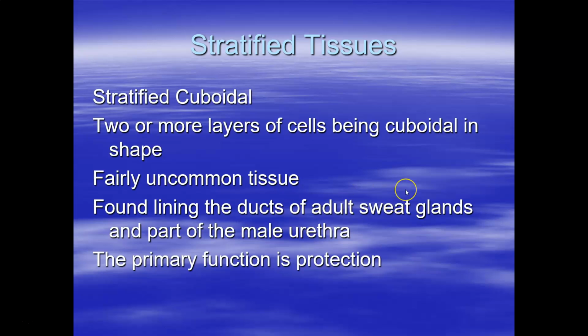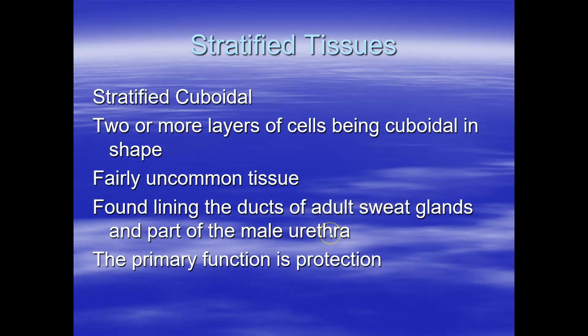Our next is stratified cuboidal. Of course, two or more layers of the cells being cuboidal in shape. It is a somewhat uncommon tissue, but it is found lining the ducts of adult sweat glands and part of the male urethra. And again, it's part of protection. One of the reasons I say adult sweat glands, of course, is it's protecting the duct itself.